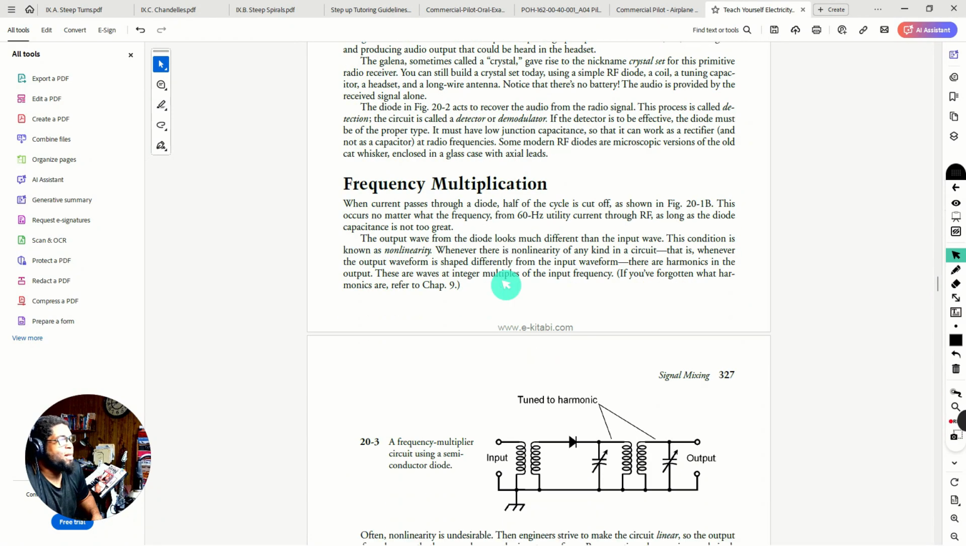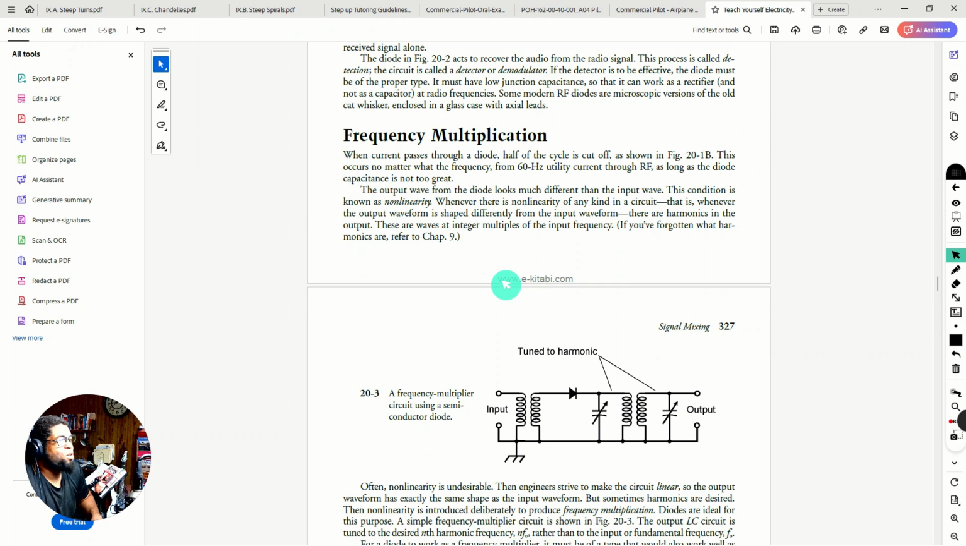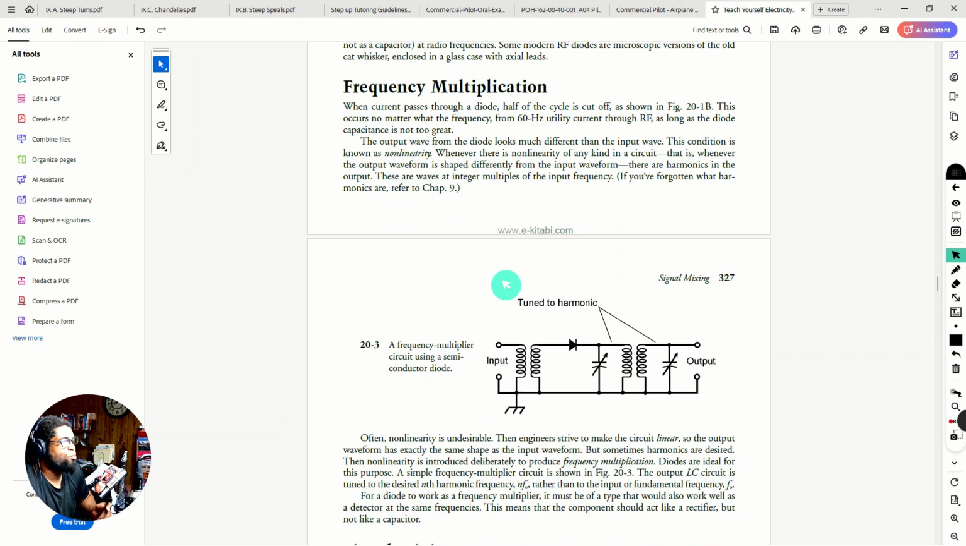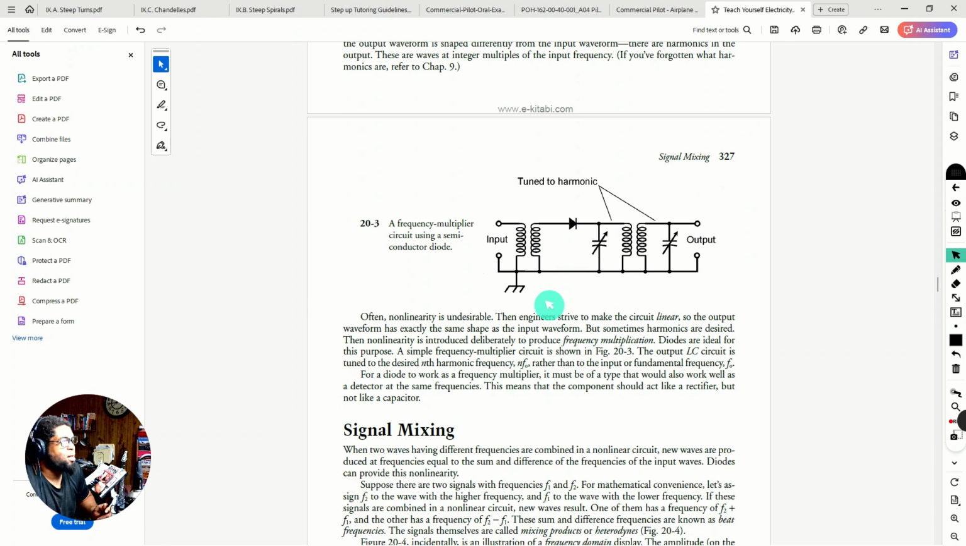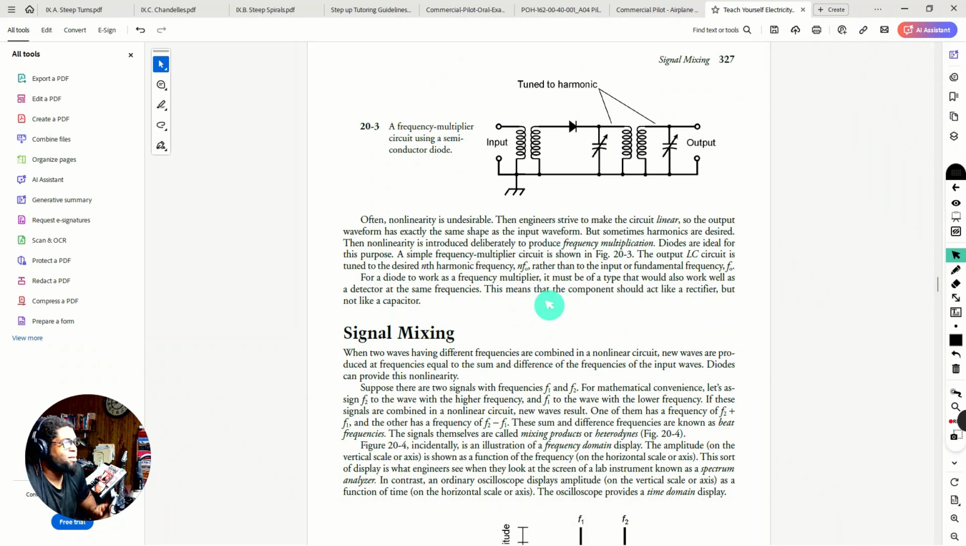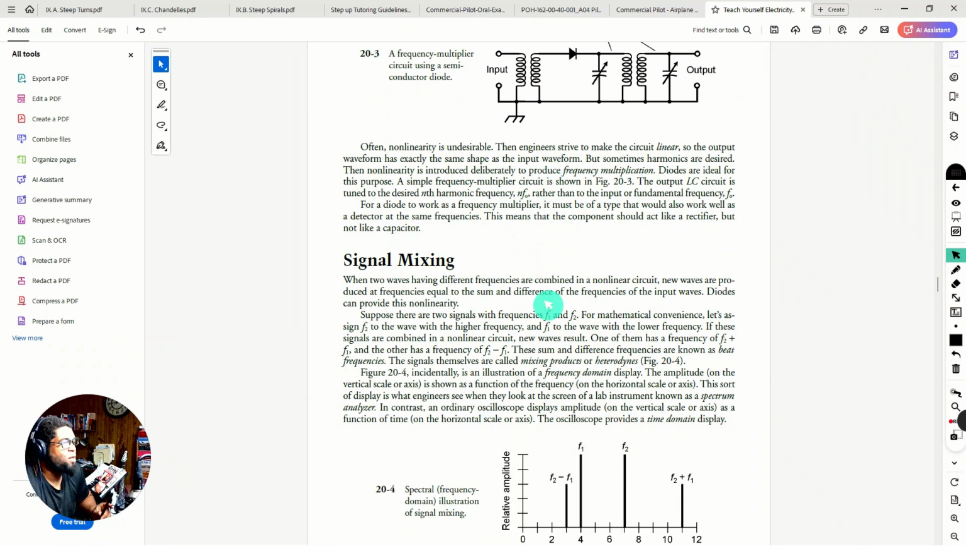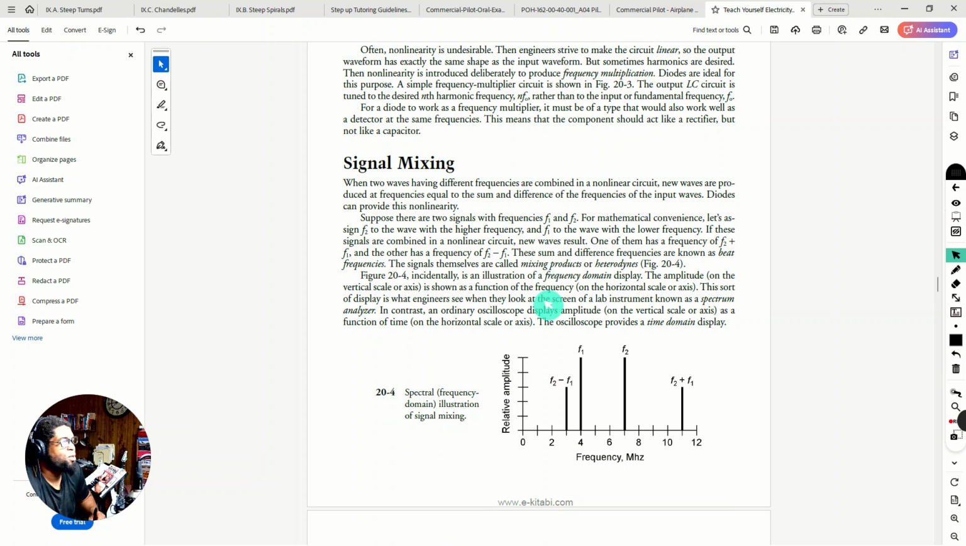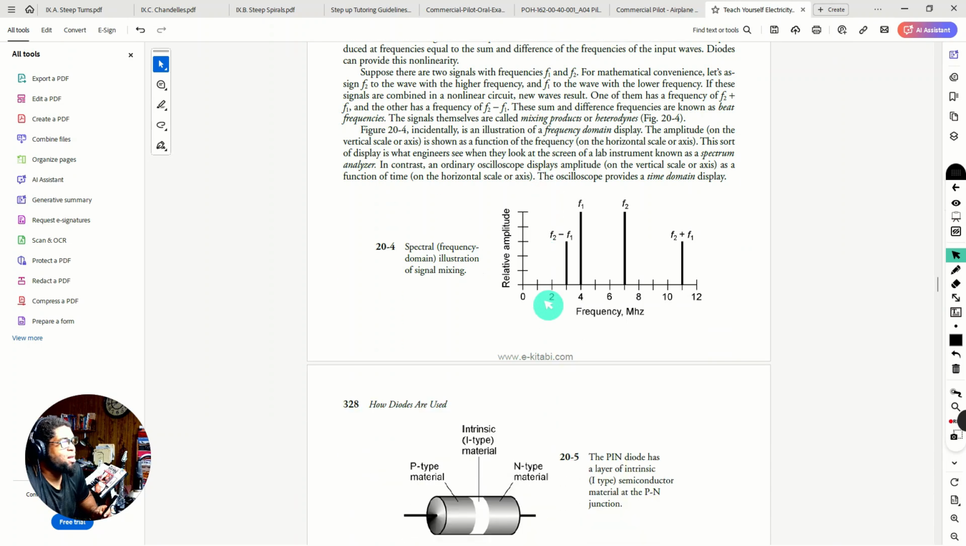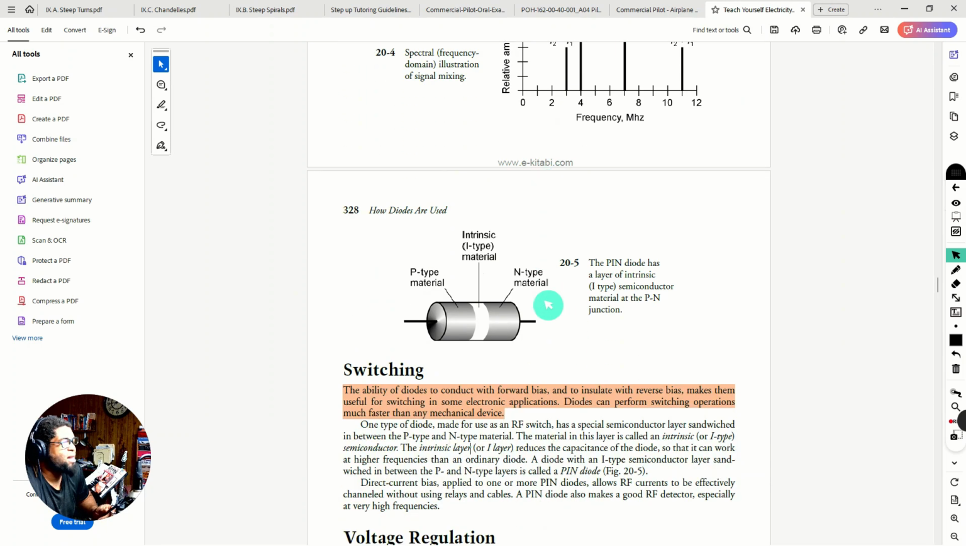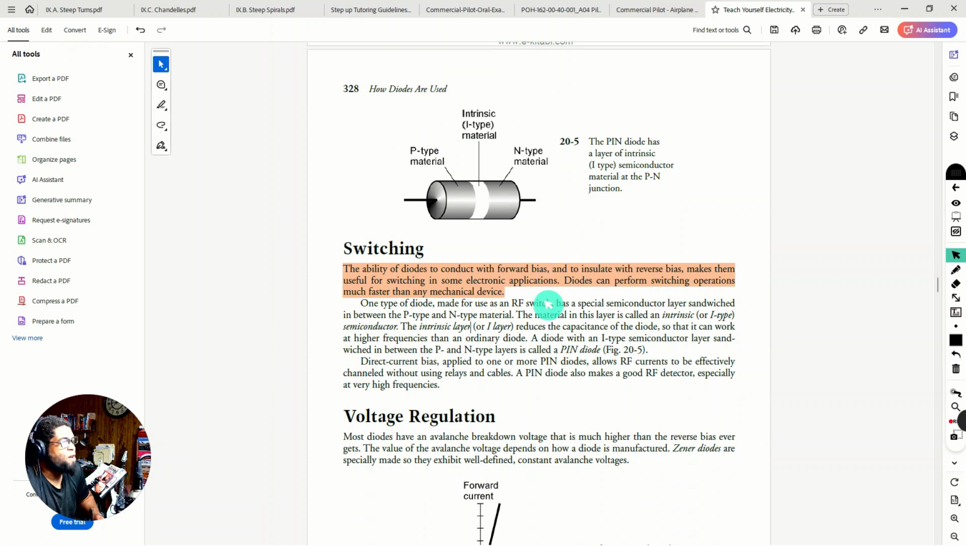The next thing that diodes can be used for is frequency multiplication. I'm not going to go over that because it's not really pertinent to anything I don't think we would do, but if you're interested in that, you're more than welcome to. Signal mixing, again, I don't think we're going to cover. Switching, I want to cover because that's a major topic with diodes.